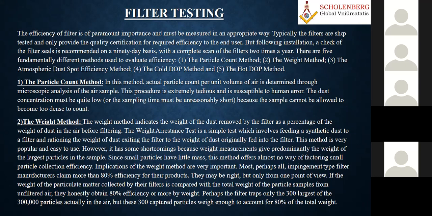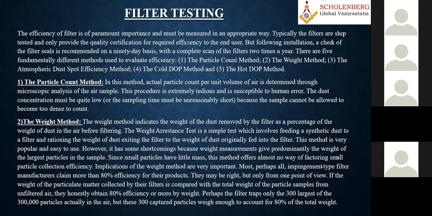When it comes to the weight method, what does it indicate? The weight of the dust removed by the filter as a percentage of the weight of the dust in the air before filtering. The weight arrestance test is a simple test which involves feeding a synthetic dust, artificially generated, to a filter and comparing the weight of the dust exceeding the filter to the weight of the dust originally fed into the filter. Simple. You measure how much is on the other side and this side.